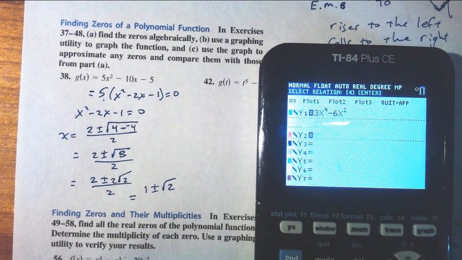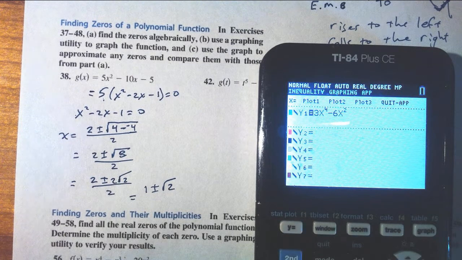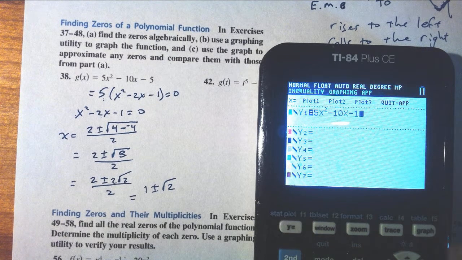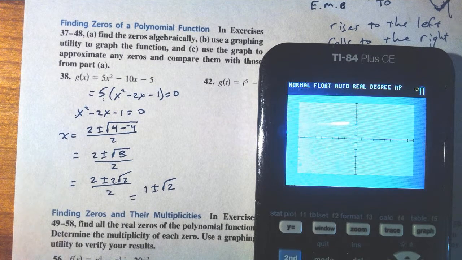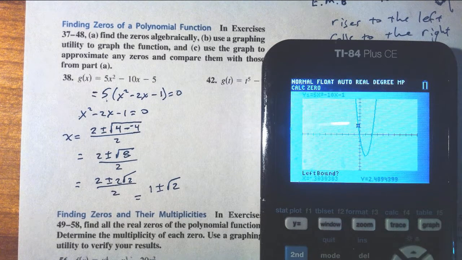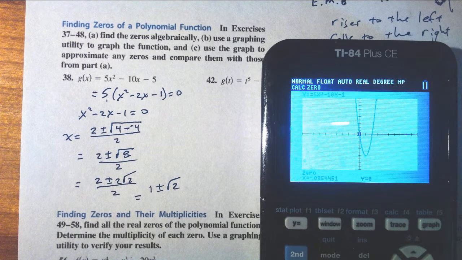So I'm going to go into y equals, clear out the second graph. First graph started out as 5x squared. Clear this. Sorry. Try that again. 5x squared minus 10x minus 1. And I'm going to zoom standard. And what I'd like to do is find the zeros of this parabola. So second calc 0. I'm going to get to the left of that 0, enter. To the right of that 0, enter. Take a guess, and it says x is -0.095.